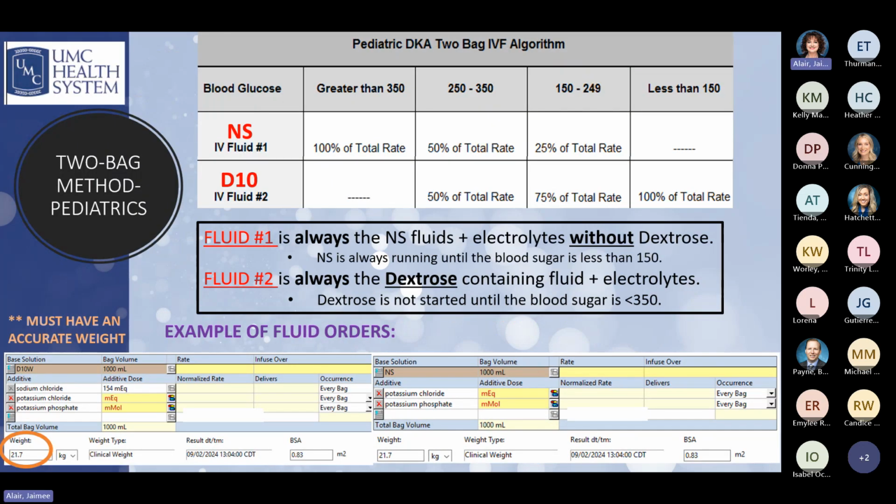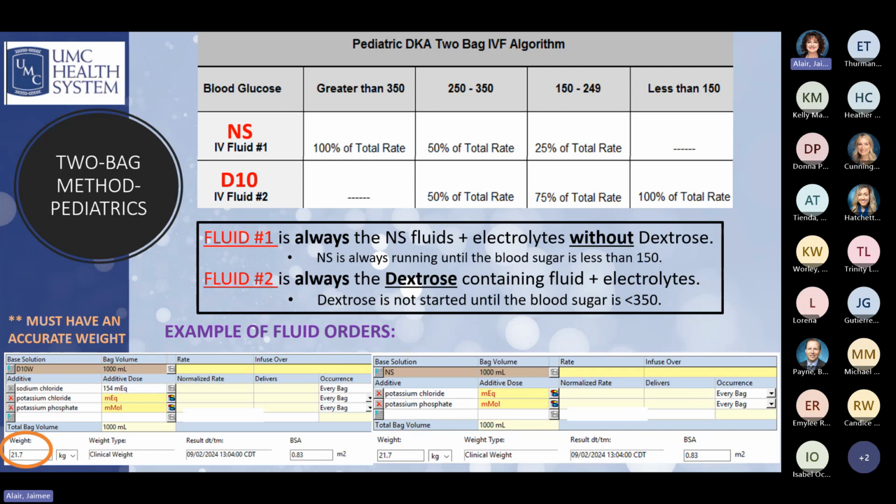When we consider the two-bag method, like I said, our fluid 1 is always our NS and our fluid 2 is always the D10. NS is running until the sugar is less than 350. Dextrose is not started until the sugar is less than 350. This just prevents us from decreasing the blood sugar too quickly.